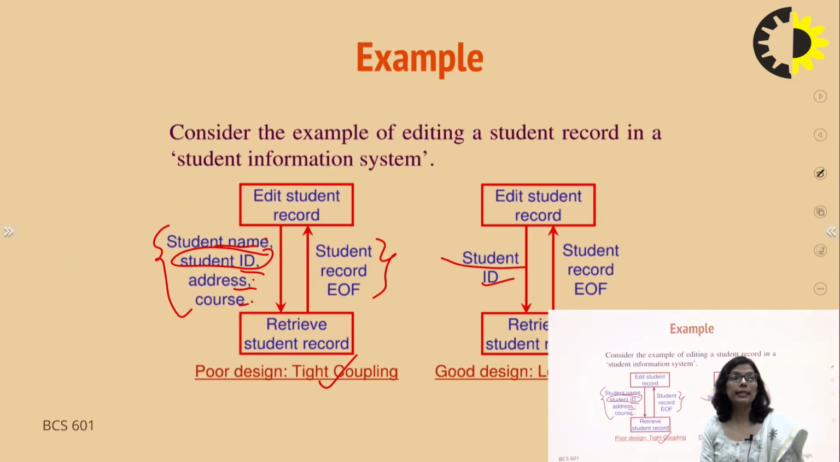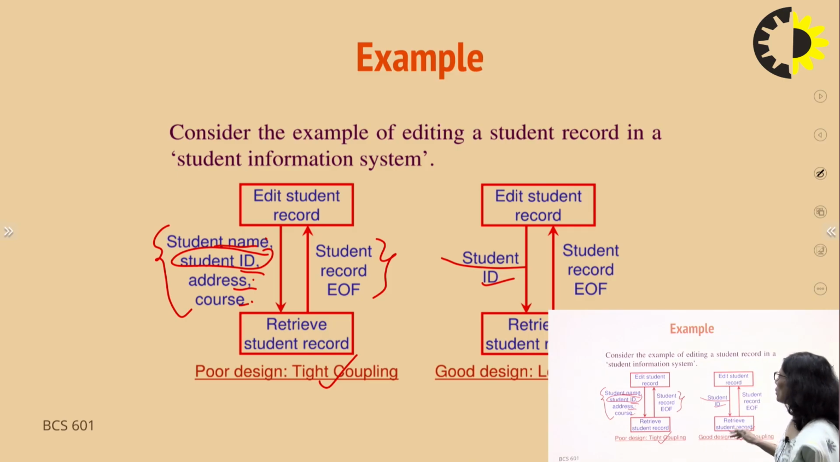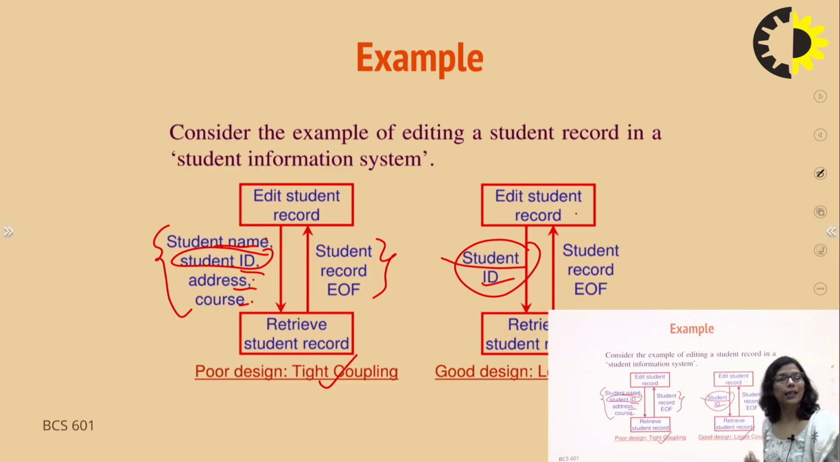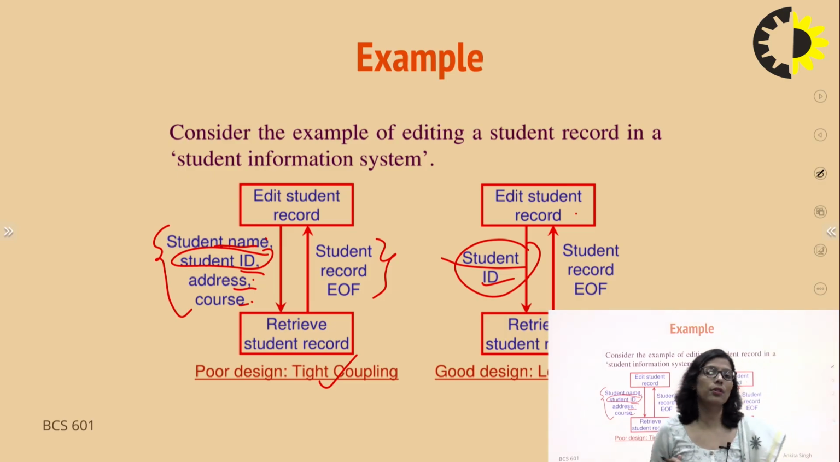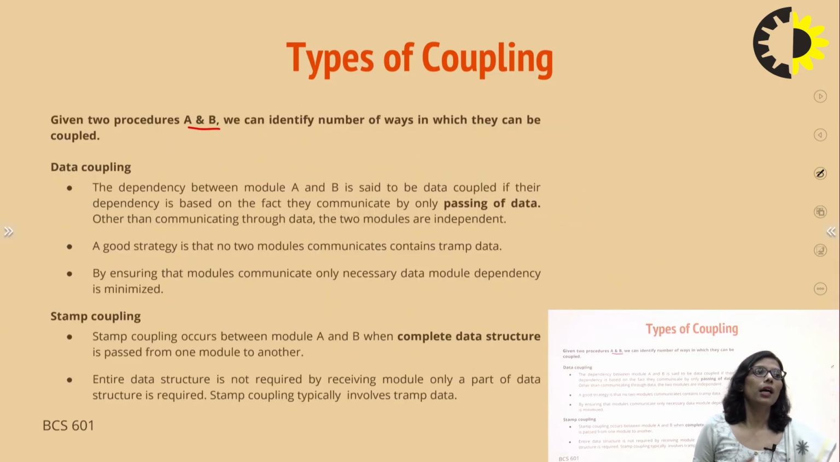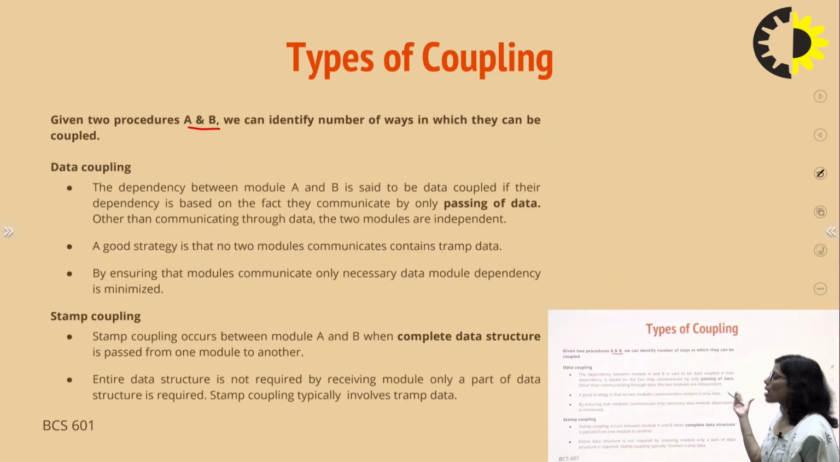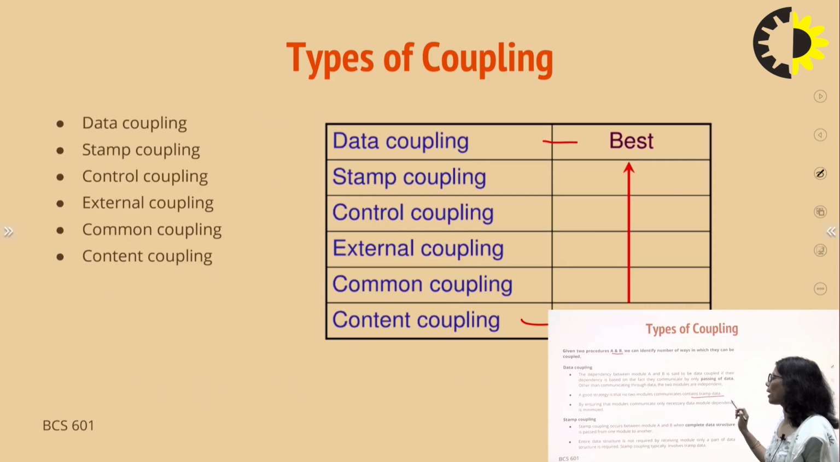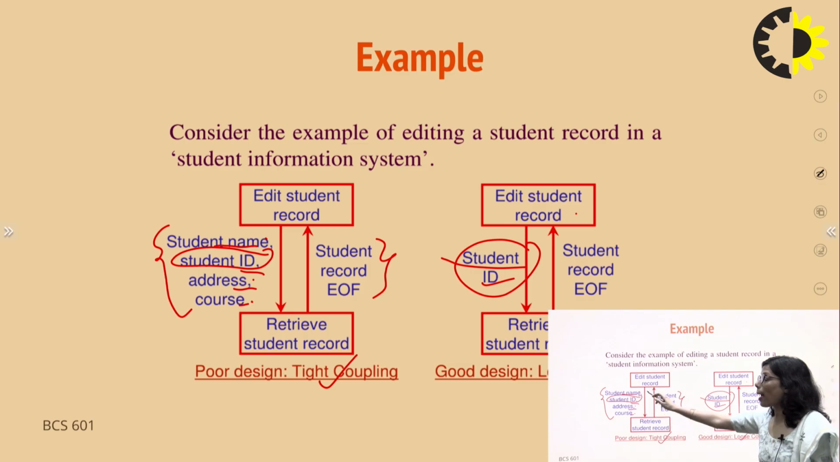For example, in this scenario, we need to access the student record, so we have to pass the student ID. So these two modules here are connected through data coupling. Whatever data is required, we are only sending that data. So that is your data coupling. A good strategy is that no two modules communicate through tramp data. Here we were passing tramp data. This is not an example of data coupling because we are passing extra, unnecessary data.